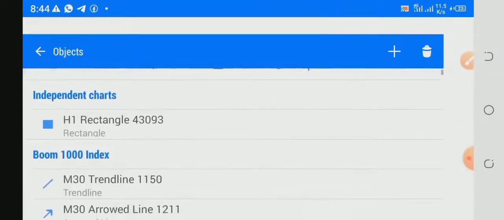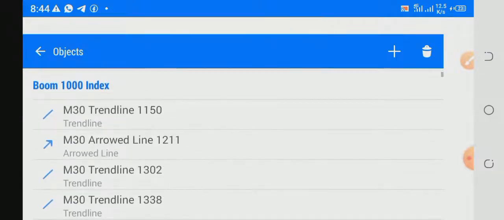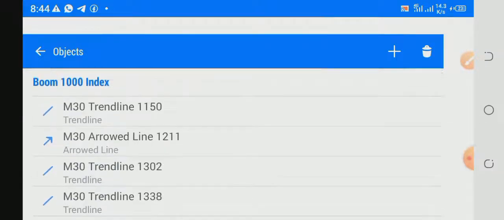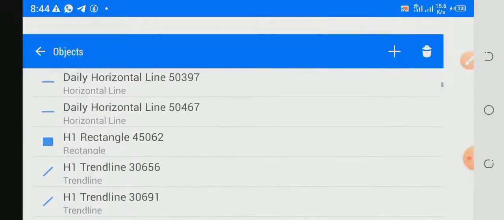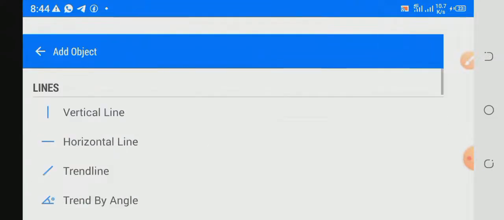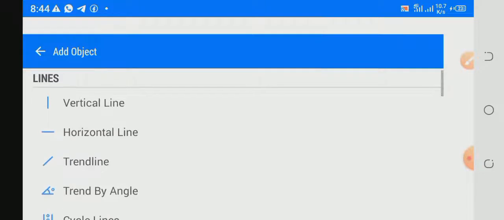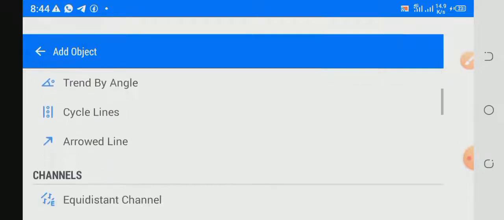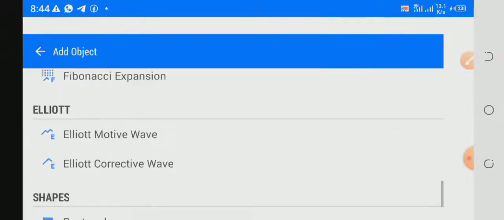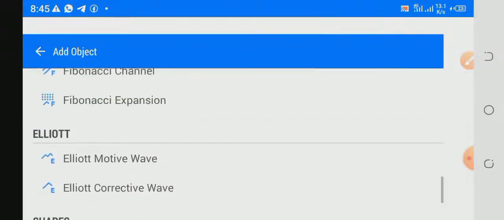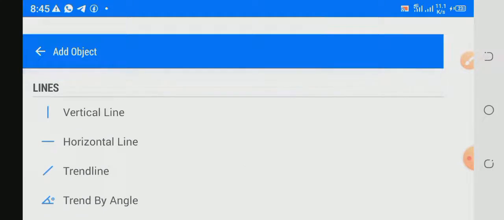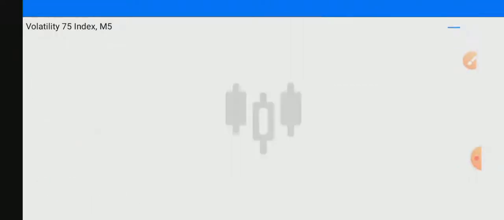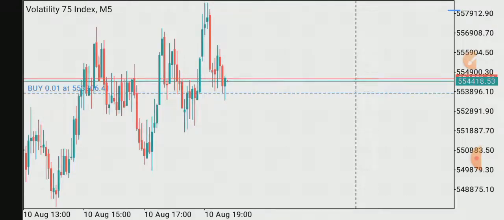You have your H1 rectangle, we have M30, that is the 30-minute trend line. You have different tools. You can click on the plus button to see vertical line, horizontal lines, trend by angle, circle line, and so on. You have all the tools you need right there. So I'm going to be using only the horizontal line for this because I'm drawing a support and resistance line.